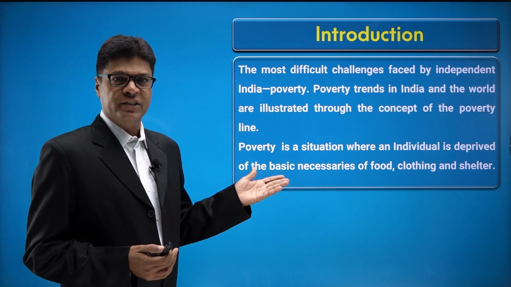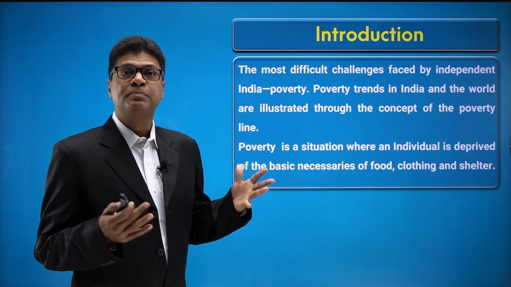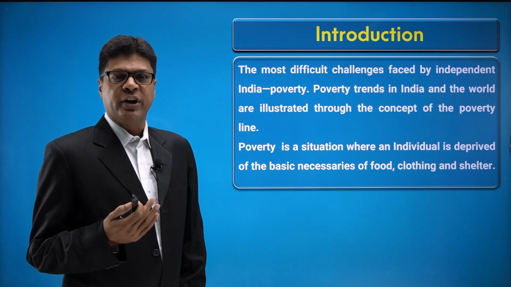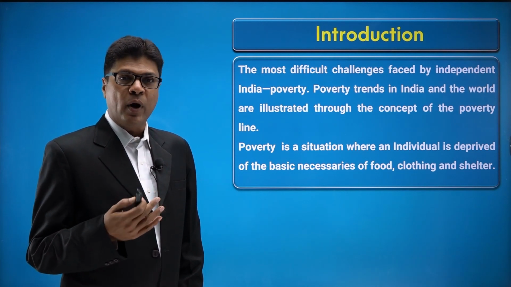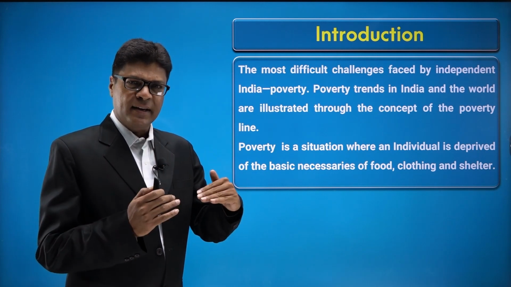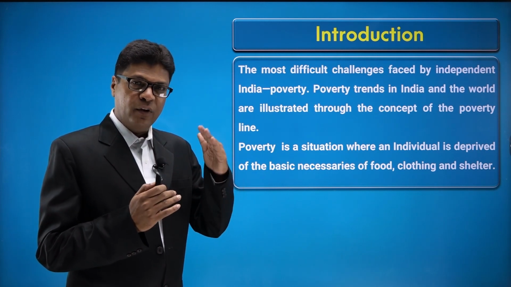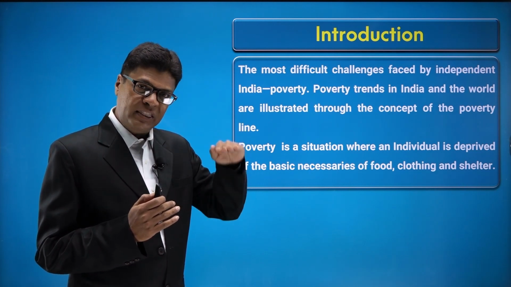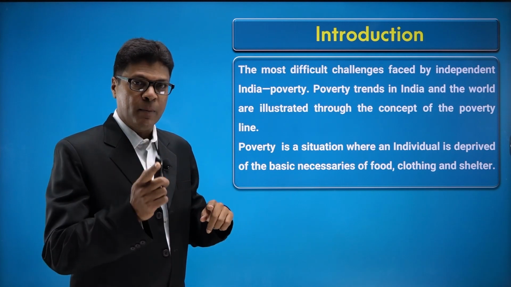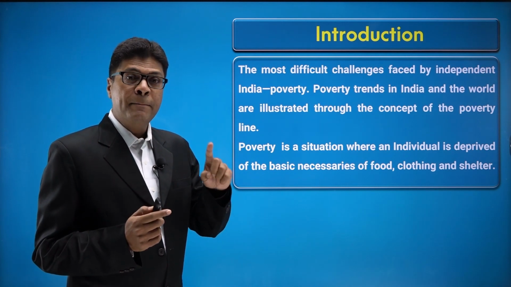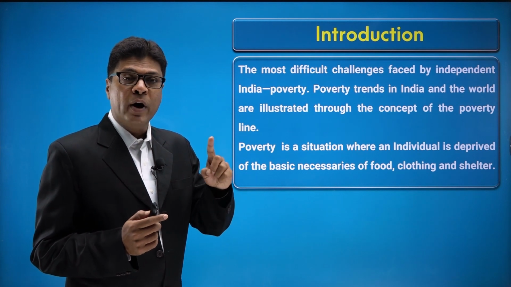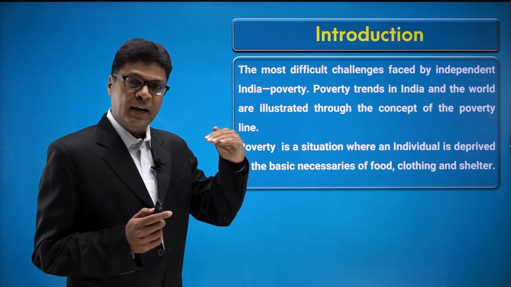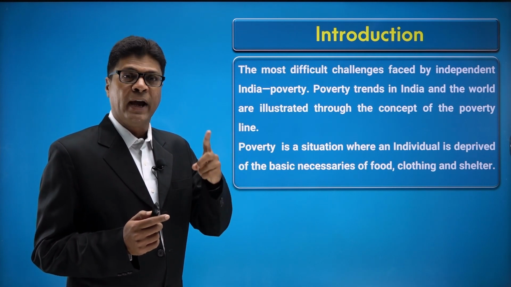The most difficult challenge faced by independent India is poverty, garibi. Poverty trends in India and the world are illustrated through the concept of the poverty line. What is poverty line? It is an imaginary line organized by the government. It differs from country to country. The persons whose total income is below that poverty line decided by the government of that country are considered as BPL, below poverty line, garibi rekha ke niche. The estimated income and the poverty line measures are decided by the government of that country.